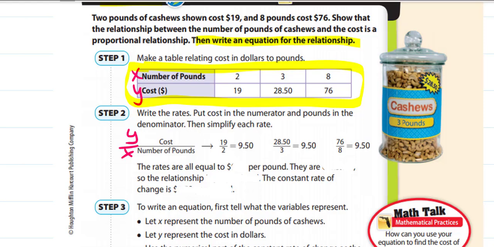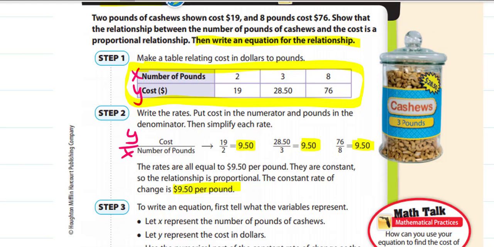So there we can see that this is a proportional relationship. We found a constant of proportionality by using y divided by x. That's how we find the constant of proportionality. Okay, so now we have found it. We know that they are constant, so the relationship is proportional. And the constant rate of change is $9.50 per pound.